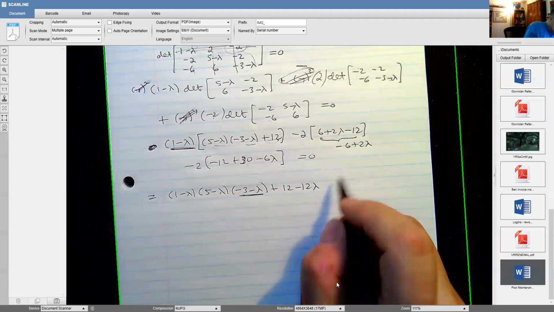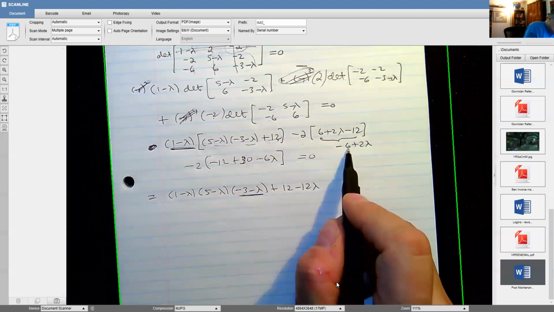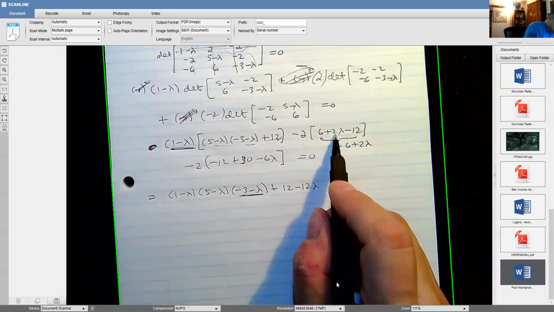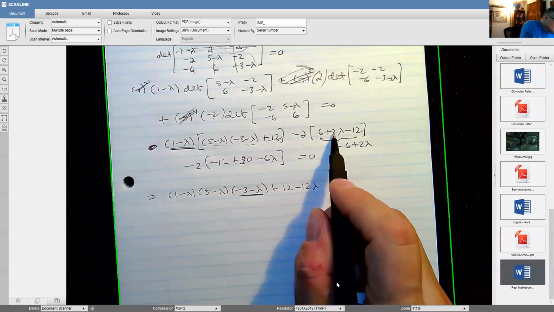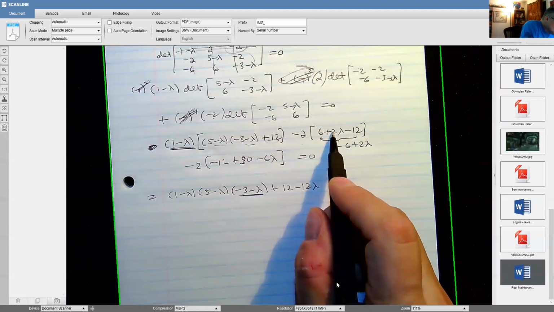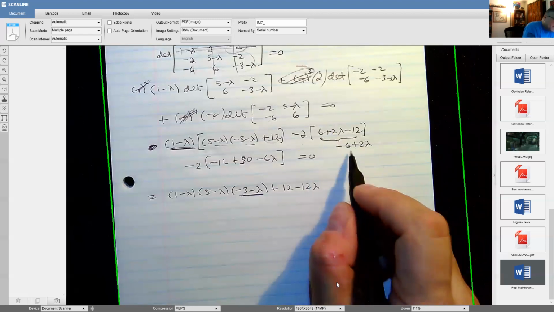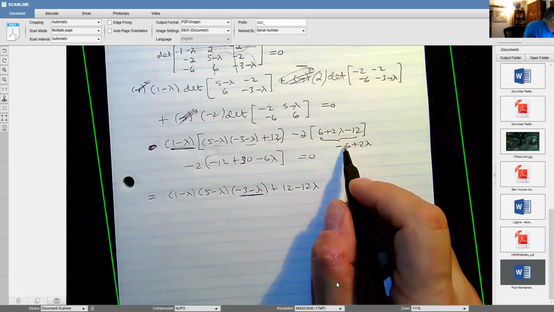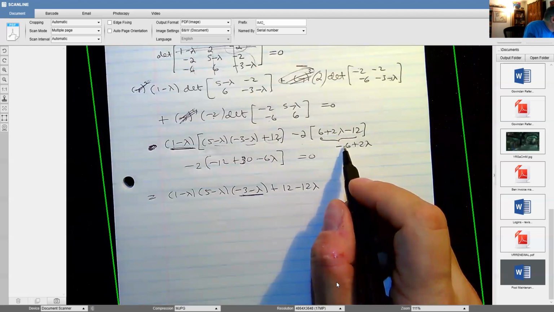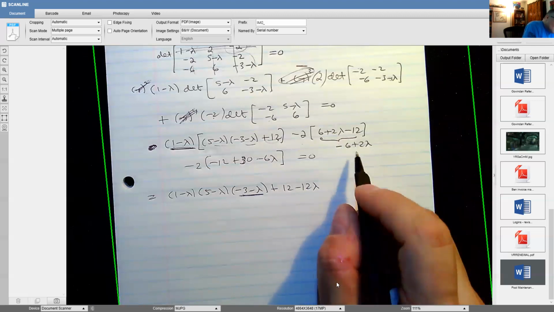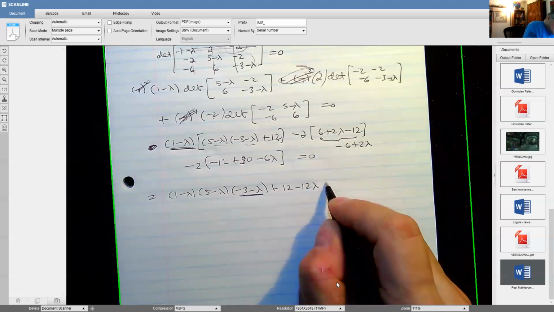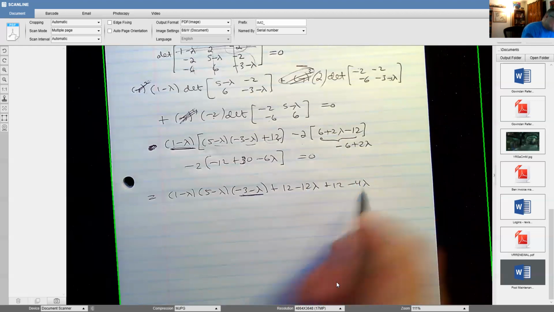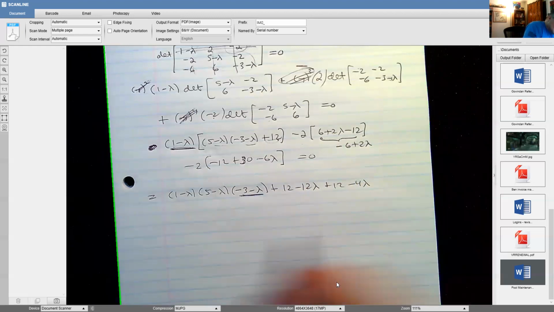So I'm going to pull out a, let's see, is that plus 2 lambda? Hold on one second. Minus 2. Oh, yeah, I'm good. I'm going to pull out a, just making sure here. Yeah. All right, I'll just multiply it through. Plus 12 minus 4 lambda. And then I'll multiply that through and see what happens.